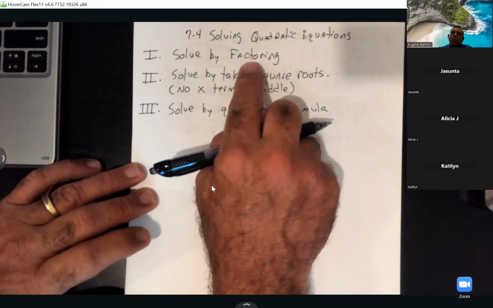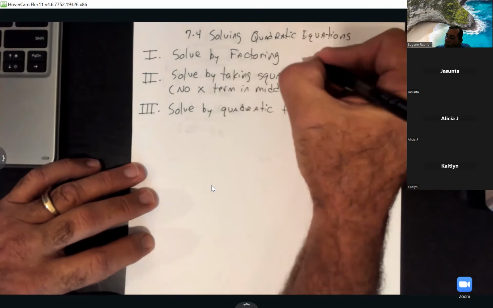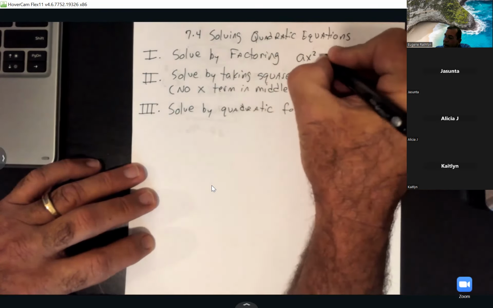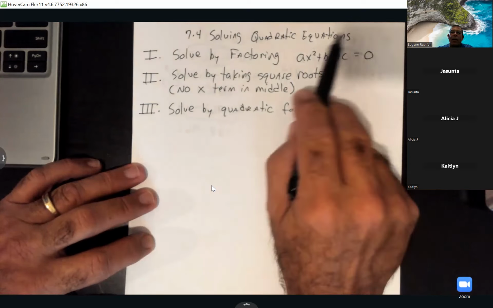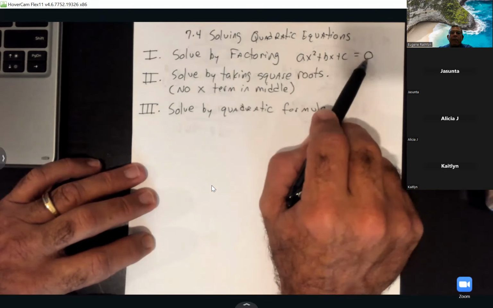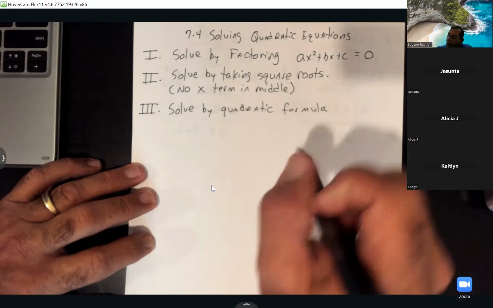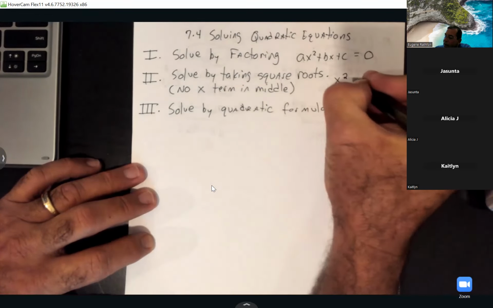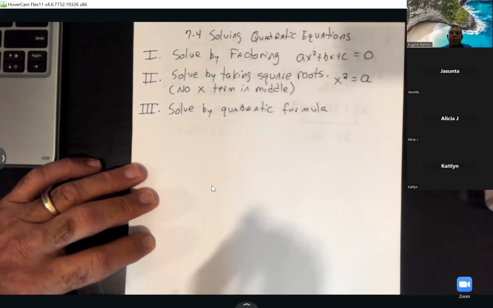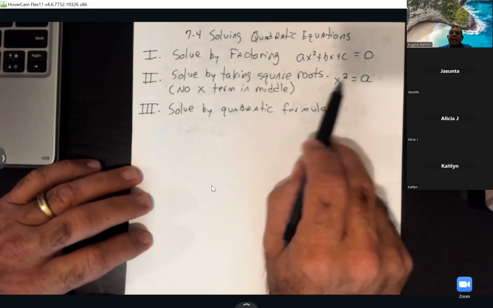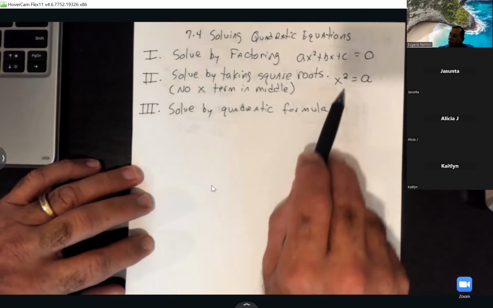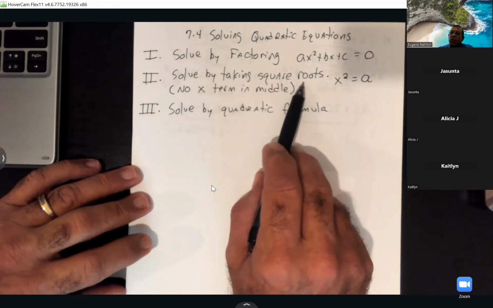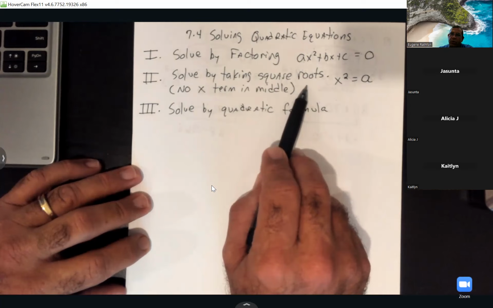And remember, if I solve by factoring, I want everything on one side equal to 0. So I want them to look like ax squared plus bx plus c equals 0. I want everything on one side equal to 0. When I do the square roots, I want to get it like x squared equals some number. I'm going to get the x squared by itself on one side equal to a number, and then I'll do the square roots, okay? So since the square root stuff is new, I'll show those to you on the steps, okay?